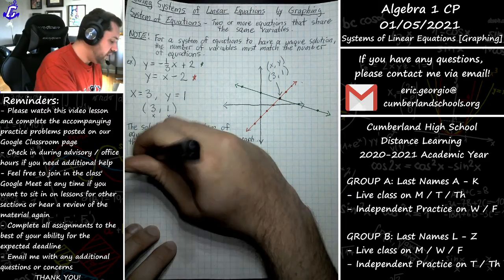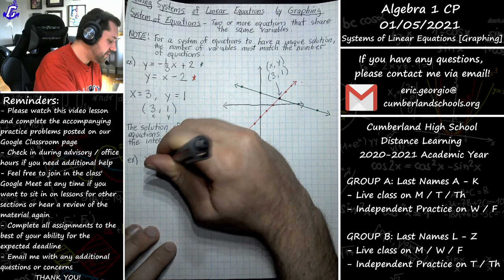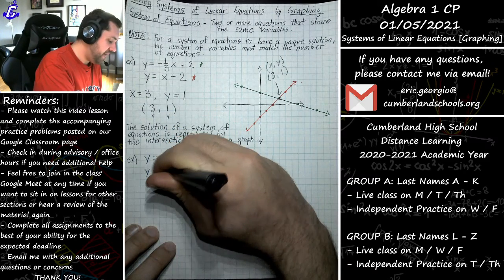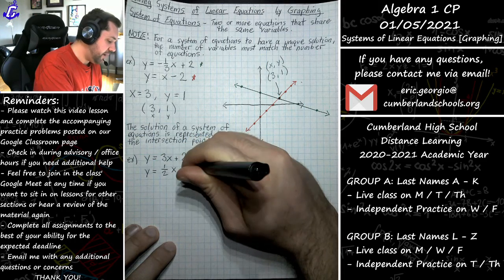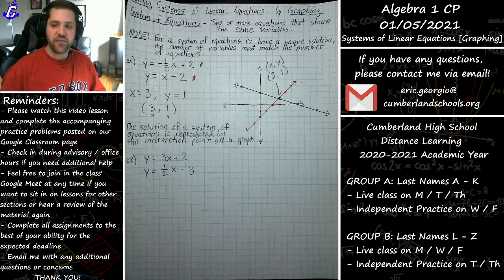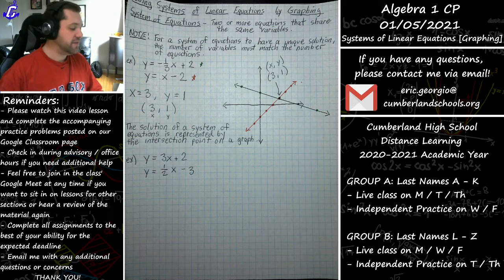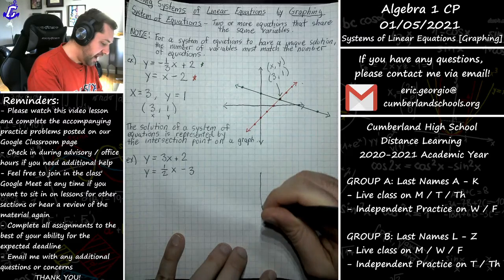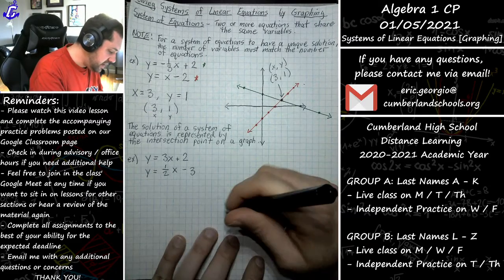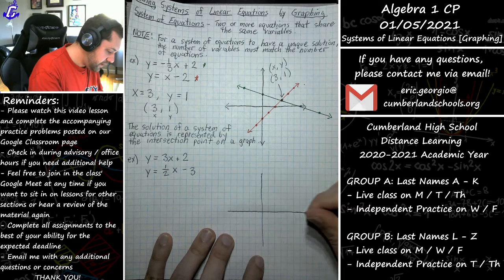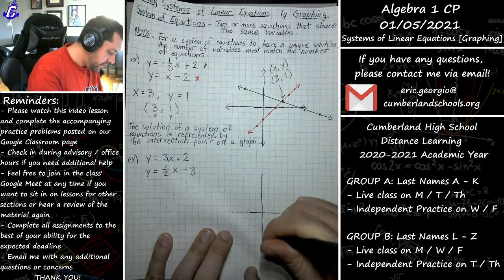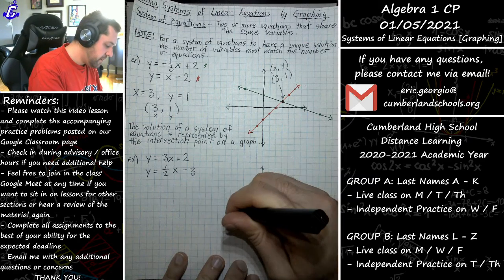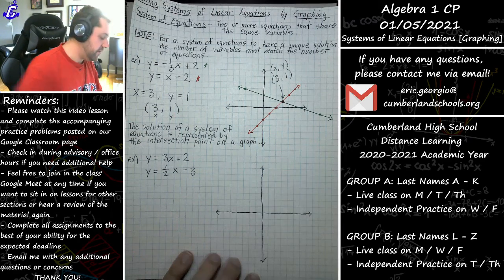How about if I have y equals 3x plus 2 and y equals 1/2 times x minus 3. What we're trying to do is we're trying to find values for x and y that satisfy both of these equations simultaneously. In order to do so, we can go ahead and sketch a graph and just see, well, hey, where do these things intersect? Because that intersection point will serve as the solution of the system. Okay, so let's take a look and see.